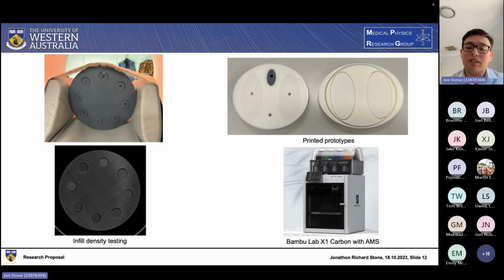And then we printed this with the Bambu Lab Carbon with AMS, which is the printer that we have at the MedTech and Physics department. And then we also printed some small prototypes which test the ability of the AMS to print multiple filaments on the same level. And this is really beneficial for us because if we're going to print multiple filaments for the lung, the bone, and the soft tissue, it needs to be accurate in the printing process, and it proves so.